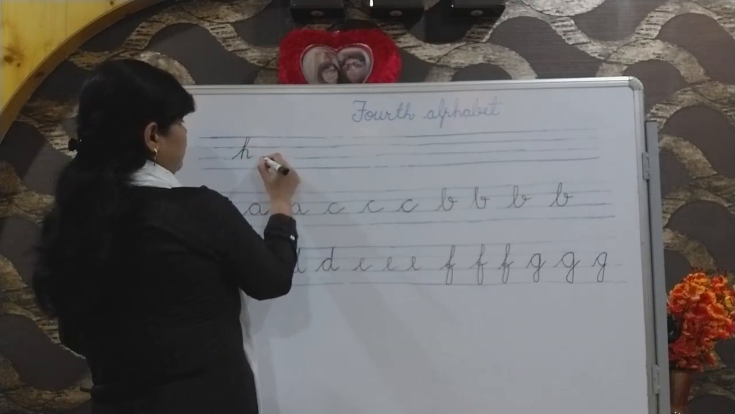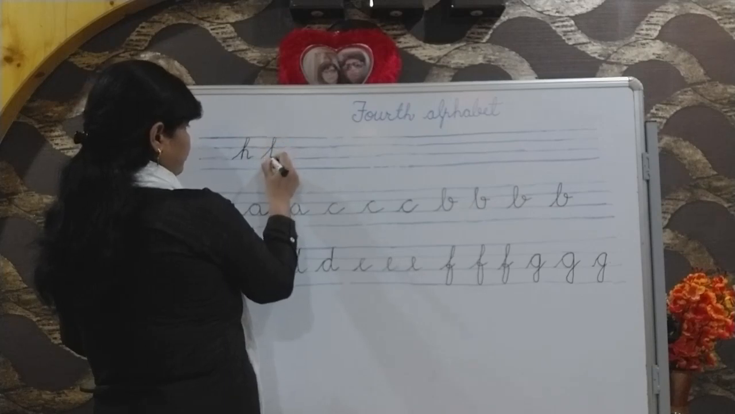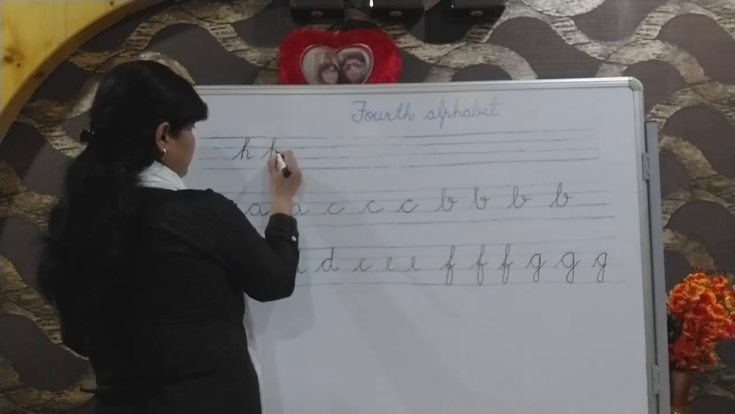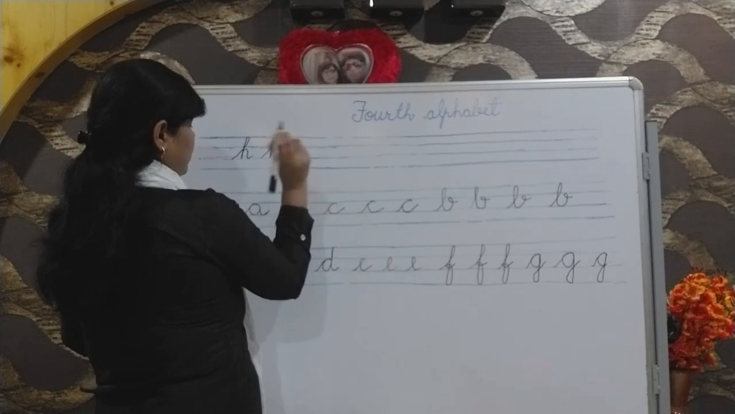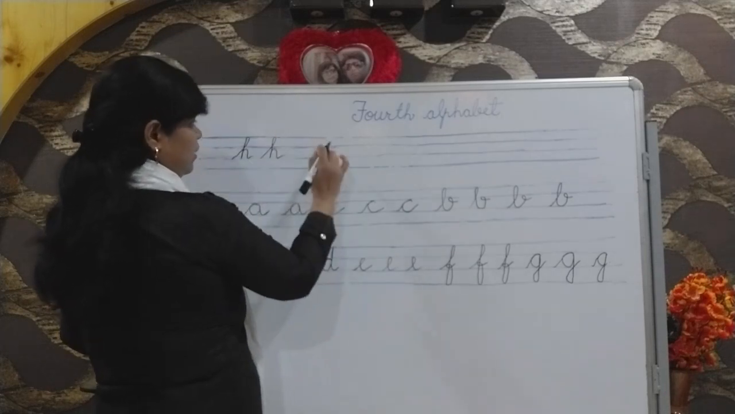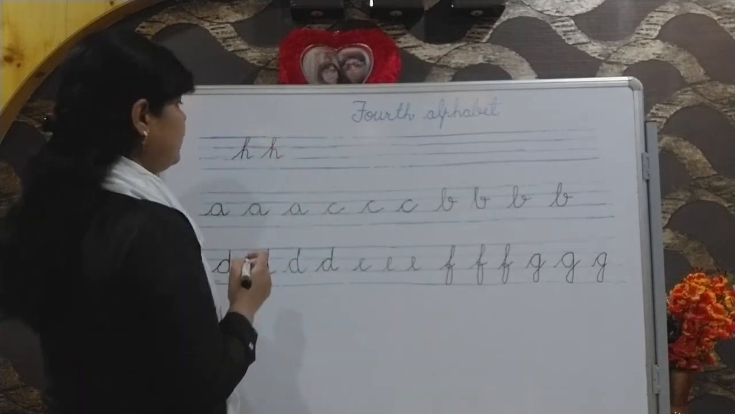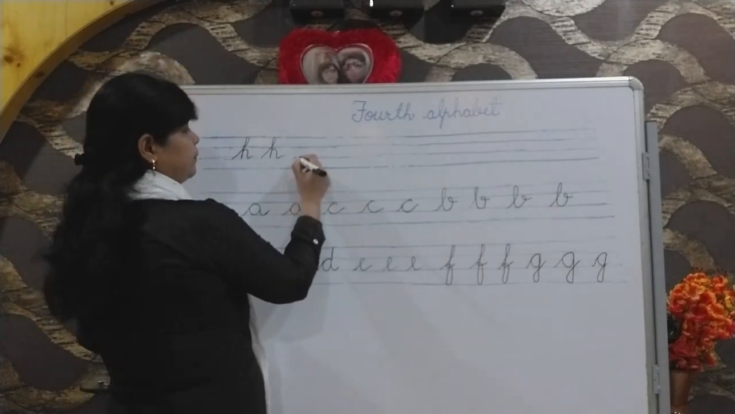Third line we will start. We will go upward. Then a straight line. Then we will move back, curve, and we will leave. Clear? Now see I. How to draw I?